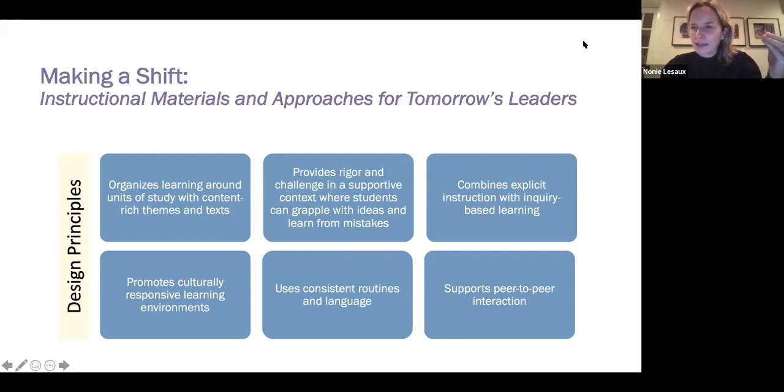That kind of learning is not driven by very explicit direct instruction as much as it's driven by the tasks that are collaborative and research-based in the environment, where we are grappling with ideas, concepts, questions that do not have easy answers. To get there means we're using consistent routines and language. We're supporting peer-to-peer interaction. And overall, we are attending to the learner and engaging in very culturally responsive learning environments, especially through the content and materials and the pedagogy.